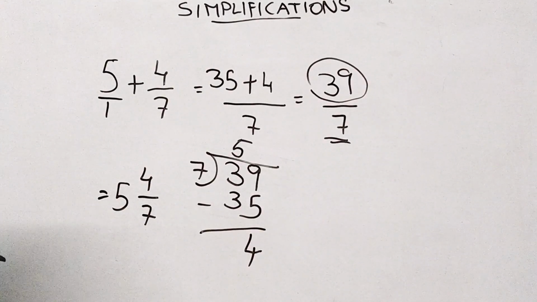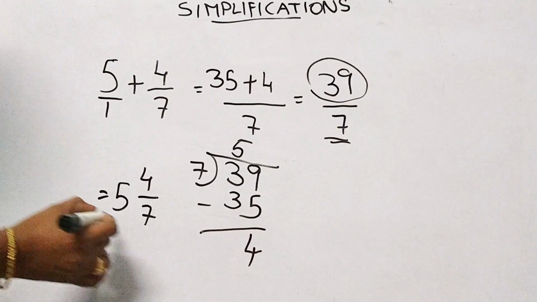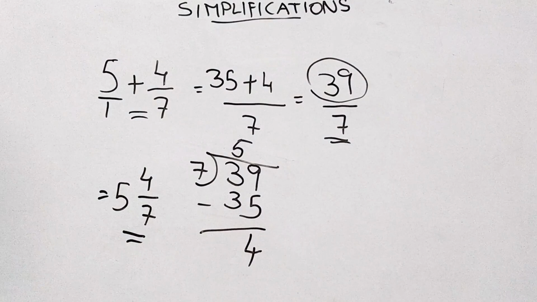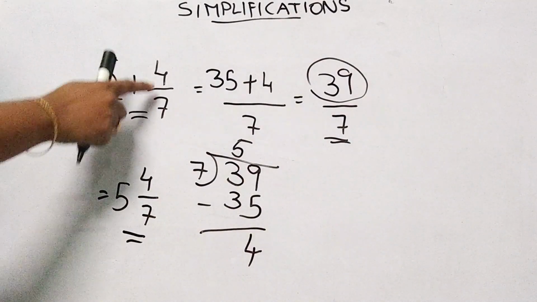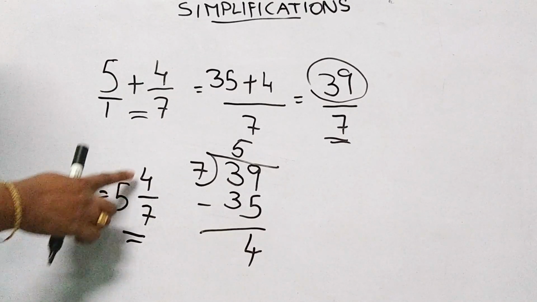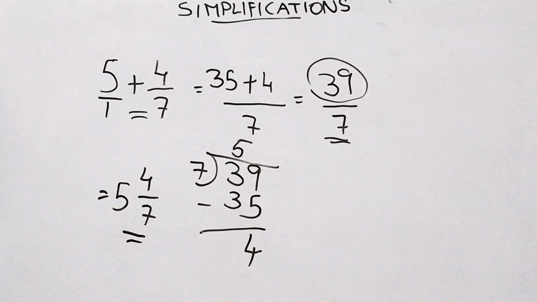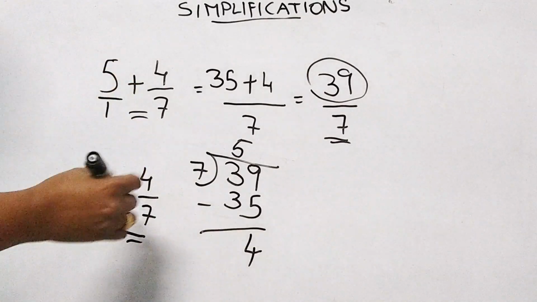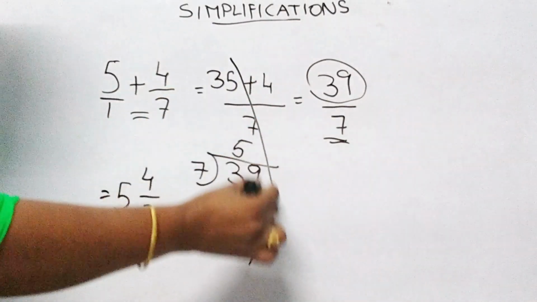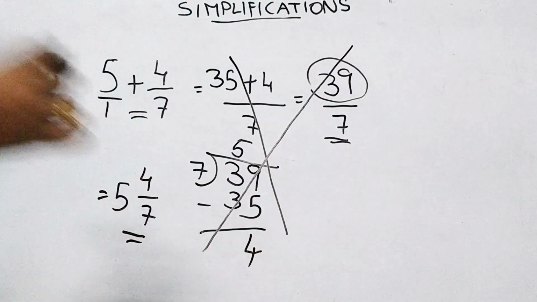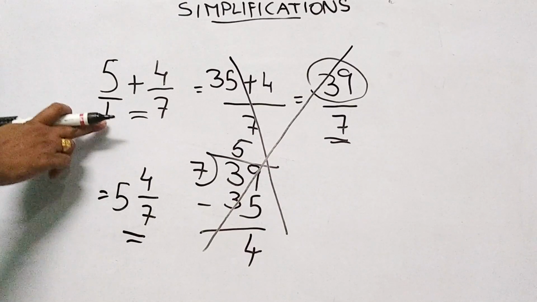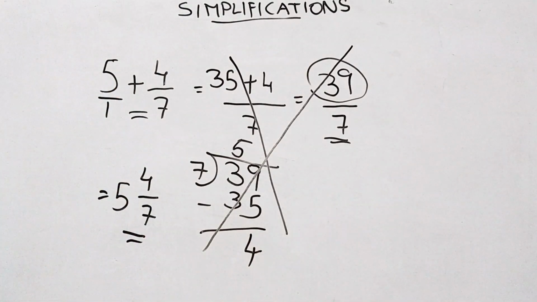So just observe this answer and the question. Both are looking the same, right? 5 plus 4 by 7 is equal to 5 4 by 7. So the question and answer are the same. No need to do all this process every time. You can simply write the answer as 5 4 by 7.